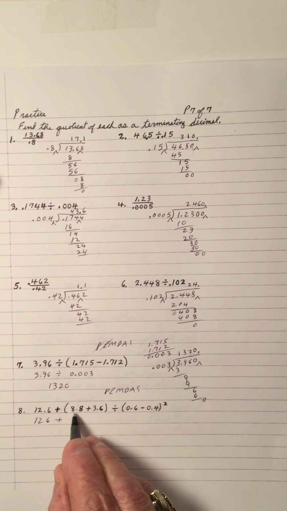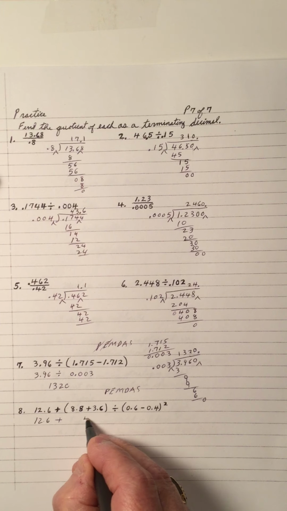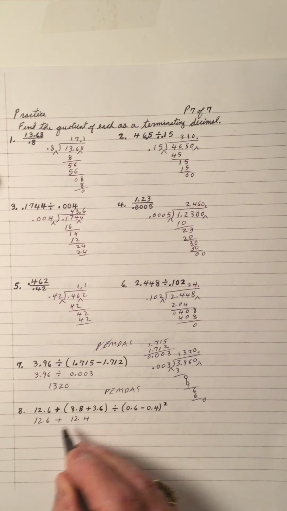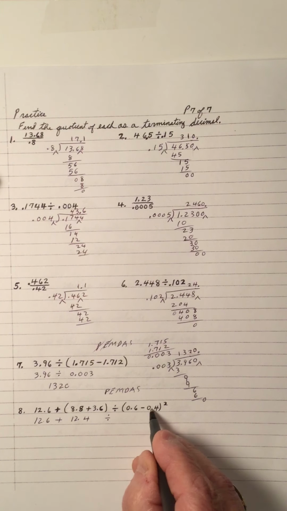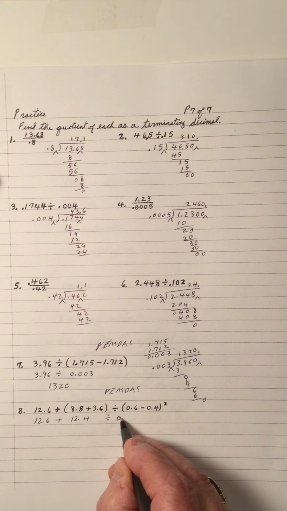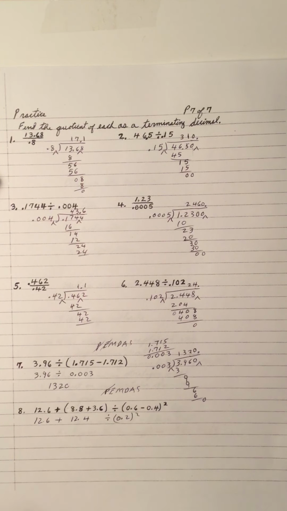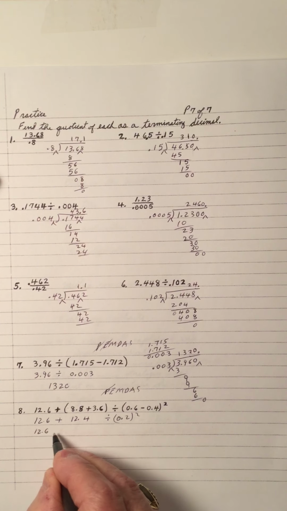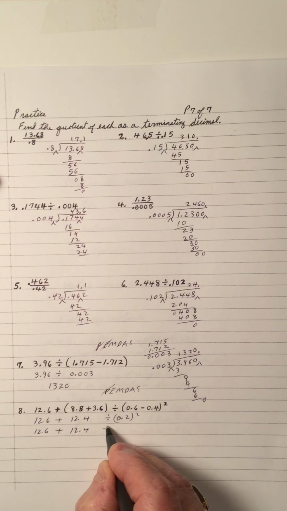Here we go. So if I add these up, it looks like I get 6 and 8 is 14, carry a 1. I get a 12.4. You want to write them down below each other, and you should be able to. And I have to subtract here, so I get 0.2 squared. So I have my brackets or parentheses done. Now I have to do my exponent next. So 12.6, add on 12.4, division.